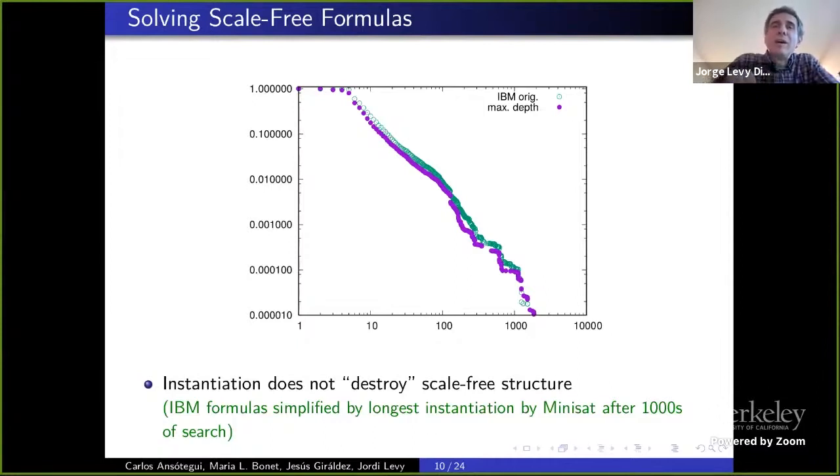So what we did was use one of the industrial SAT solvers, MiniSat. We let MiniSat work for 1,000 seconds, and we analyzed the formula in the longest branch that MiniSat explored during this time. In this long branch, there are a lot of variables instantiated. However, if we compare the distribution of the arities of the original formula with the distribution of the arities of the formula where a lot of variables have been instantiated, we observe that the distribution is almost the same. So the solver does not try to destroy the scale-free structure of the formula with instantiations.